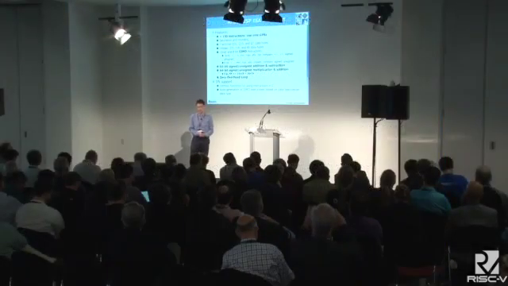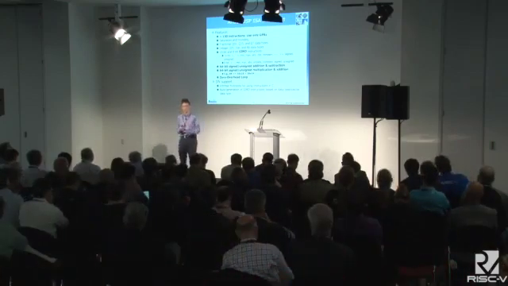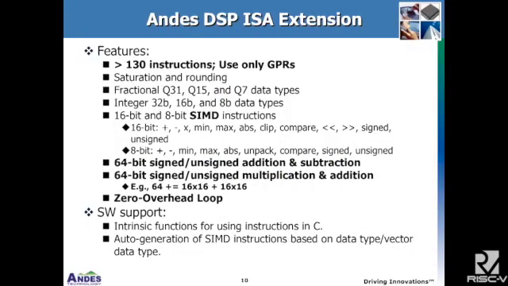And we also add a DSP ISA extension. The important feature of this ISA extension is that it has more than 150 instructions. But these instructions use only GPRs. They are not using floating point registers. And it includes saturation and rounding, and it supports various fixed point and integer data types. And it has SIMD instructions for 16-bit and 8-bit data types. And it supports many different signed and unsigned operations.